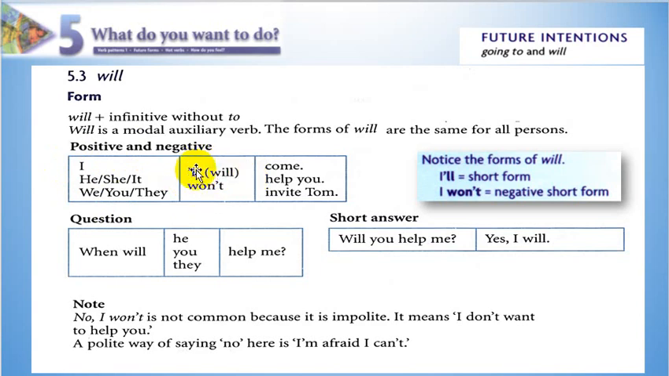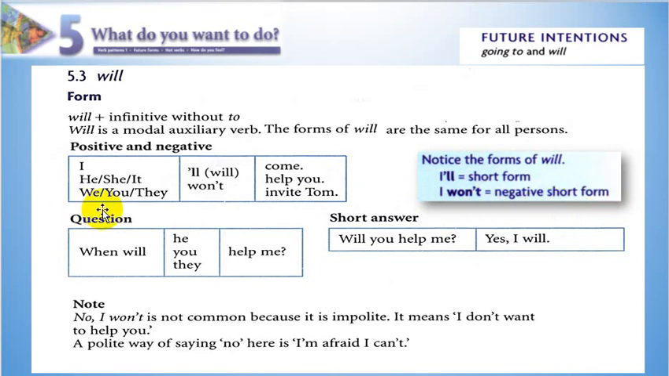Here we contract it, نختصرها. In positive statement and in negative statement won't. هذا هو نفي will not تكتب بهذا الشكل. I will تكتب بهذا الشكل فارزة و double L و will not تكتب won't W-O-N فارزة T won't. I will come. He won't help you. They will invite Tom. Notice the forms of will. I'll is a short form. I won't, negative short form, as we said.